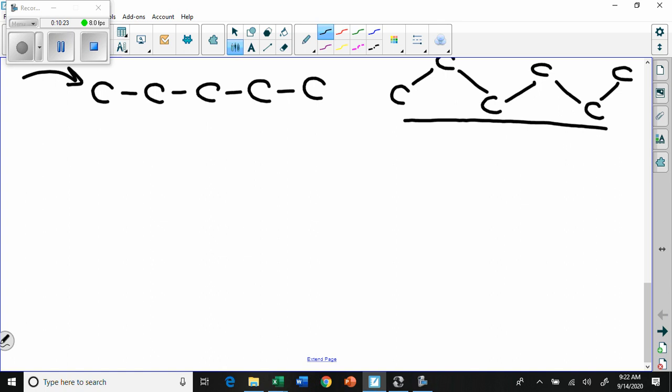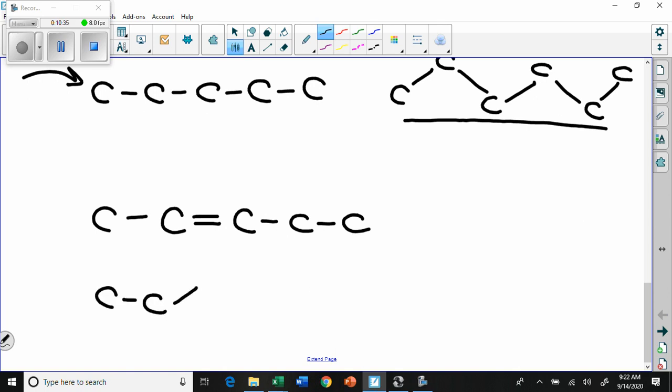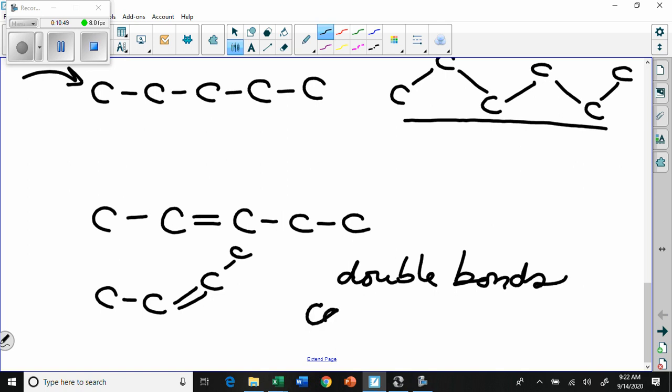Now, if you have a double bond in there, a double bond to a carbon on the board looks nice and straight. But in reality, what actually happens is it sort of kinks the molecule, which causes it to bend, something like that. So double bonds cause kinks and bends. Okay? Double bonds cause kinks and bends in the shape of the molecule.